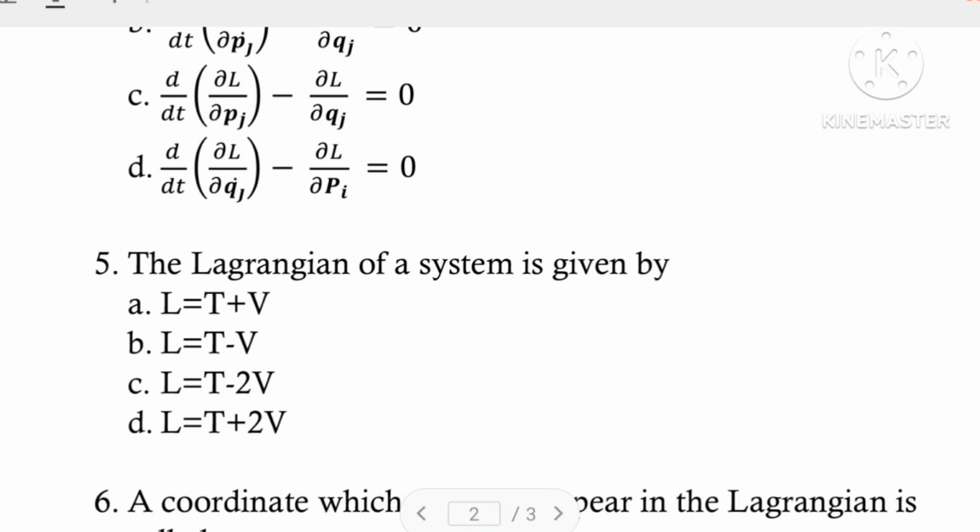Next question, if T is the kinetic energy and V is the potential energy of the system, then the Lagrangian of the system is given by the equation L is equal to, options: T plus V, T minus V, T minus 2V, T plus 2V. The answer is T minus V. That is option B is the right answer. That is, L is equal to T minus V.